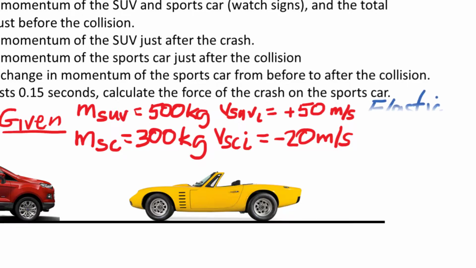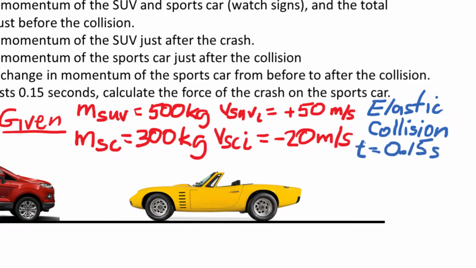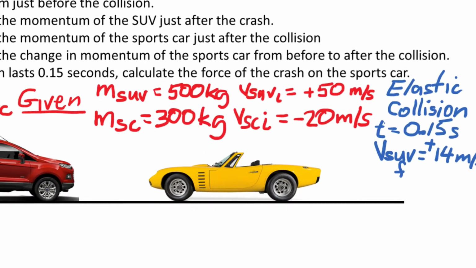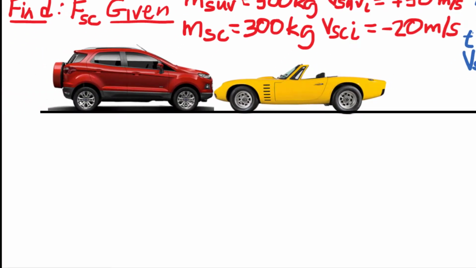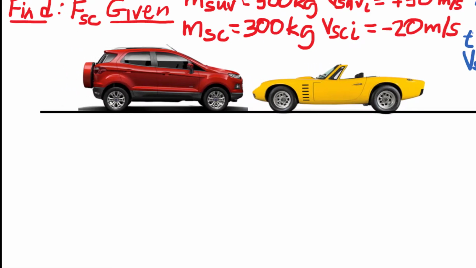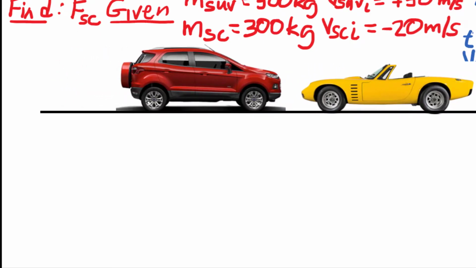We also know that this is an elastic collision because the objects in the problem separate. We're given the time of the collision, 0.15 seconds, and we know that the final velocity of the SUV is 14 meters per second to the right. Let's take a look at what happens. Our car and SUV collide. Afterward, they separate, both moving to the right.